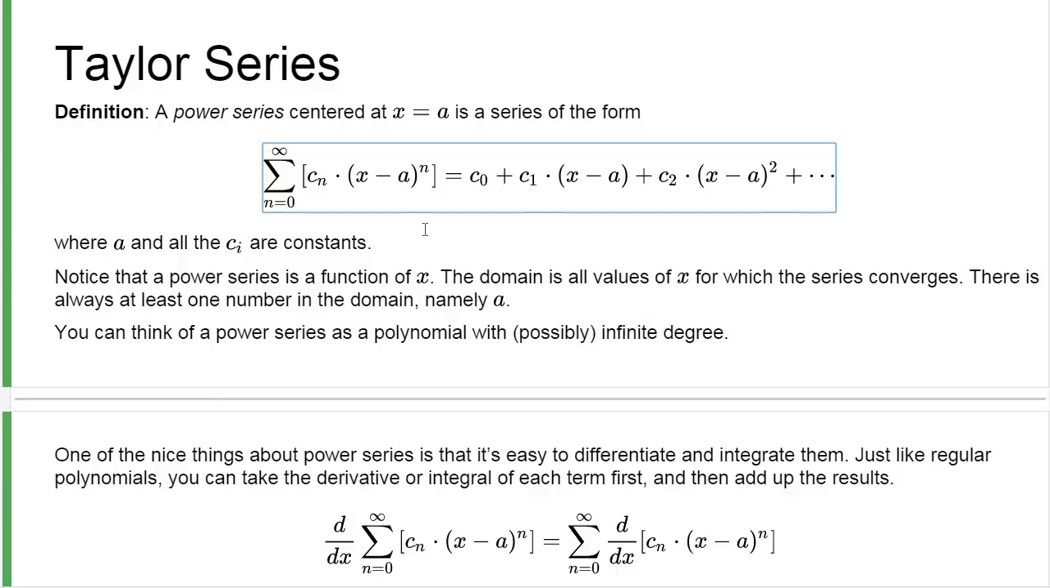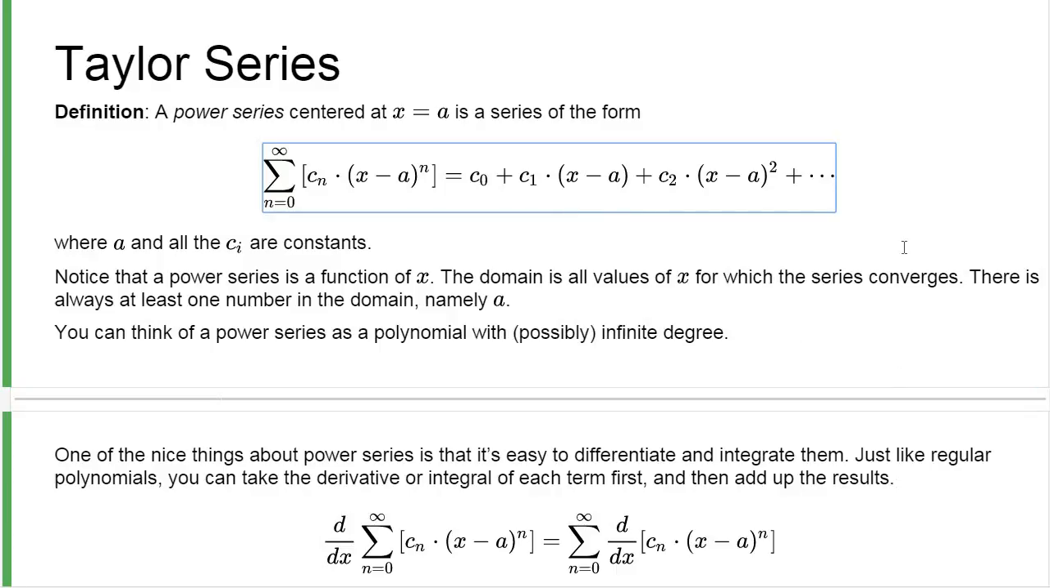So this power series is a function of x. X is a variable here. The domain of this function is all those values of x for which this series converges. And there's always at least one number in the domain of a power series, and that's when x equals a, and then all of these terms here are 0, and so you just get that it equals c sub 0.